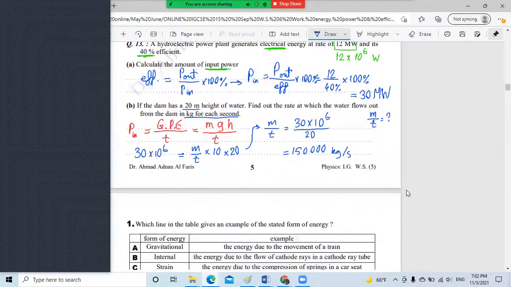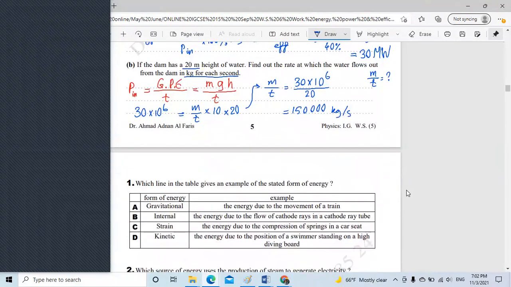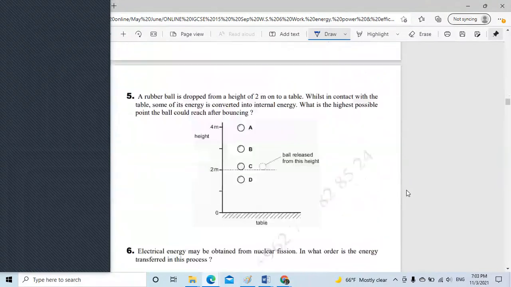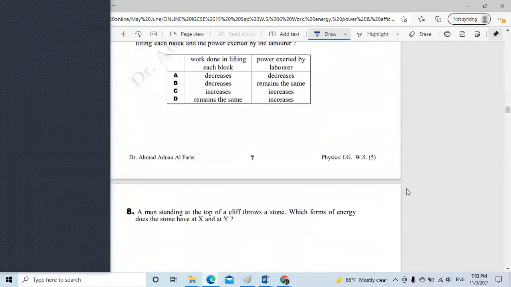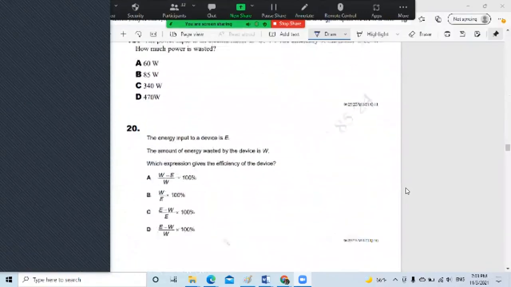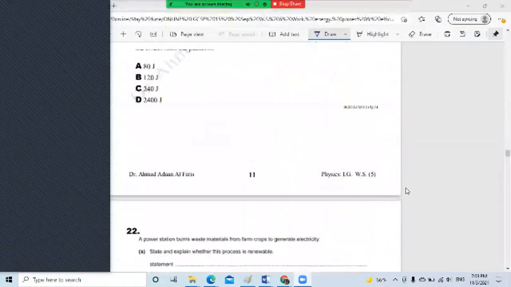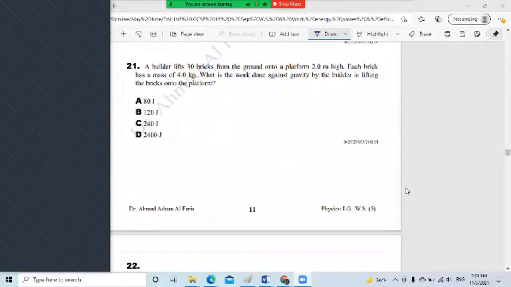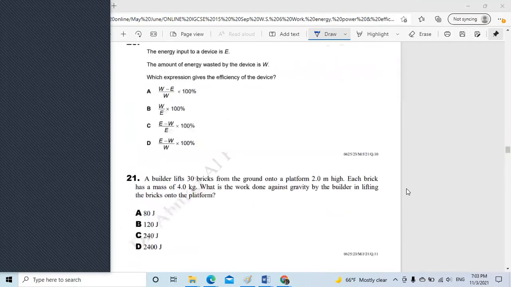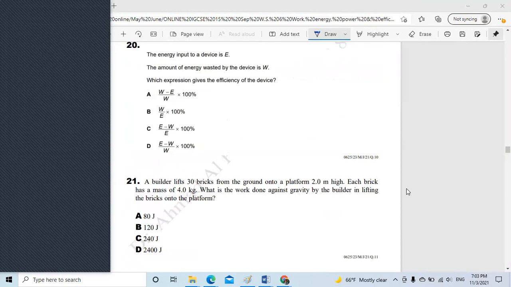Now, what's your homework in our group? Your homework is the multiple choice questions in pages 6, 7, 8, 9, until page 11. These are your homework. The 21 multiple choice questions will need less than 25 minutes from you. If you have any question, you can stay online. If you don't have a question, you can leave.